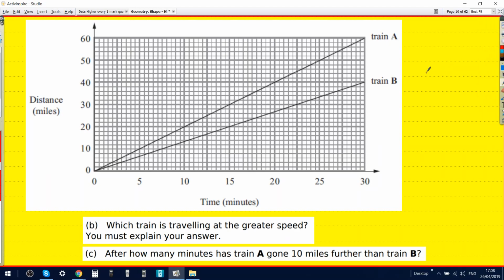Okay, how about this? Train A is traveling at a greater... Sorry, train. Yeah, train A is traveling at a greater speed. And why is that? Because train A travels more distance in 30 minutes. Travels greater distance in 30 minutes than train B. Yeah, okay. And C, this last one.